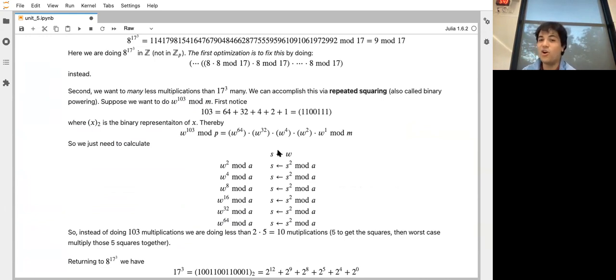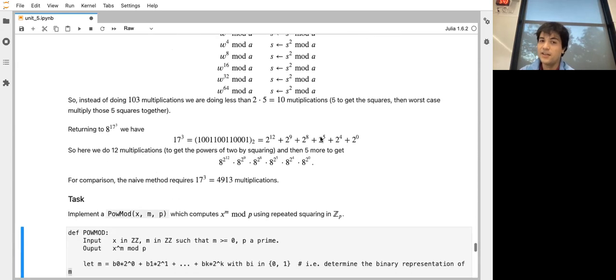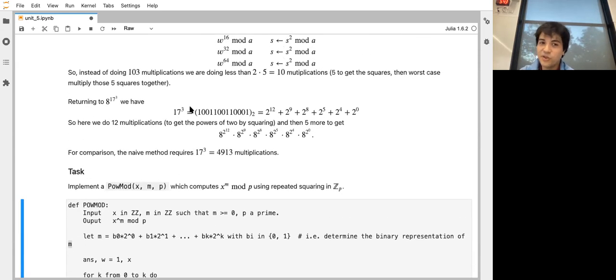Right, so to get all of these squares took how many multiplications? Well, 1, 2, 3, 4, 5, 6. And then how many more multiplications do I need to get this? 7, 8, 9, 10. Okay, so instead of 103 multiplications, I can do 10 multiplications, which is a significant savings.